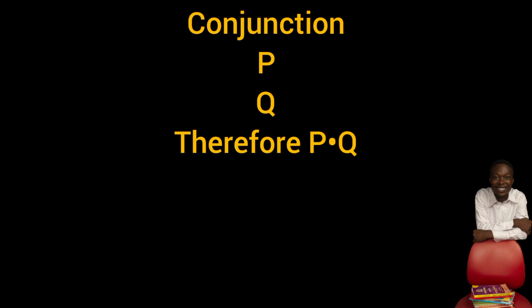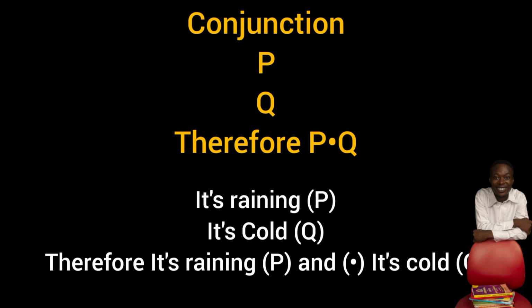The next one is conjunction, and this one is just putting two statements together. P stands for it's raining, Q stands for it's cold, therefore P and Q, it's raining and it's cold. The conjunction rule states that premise 1 P, premise 2 Q, therefore P and Q. So that one is also very easy.